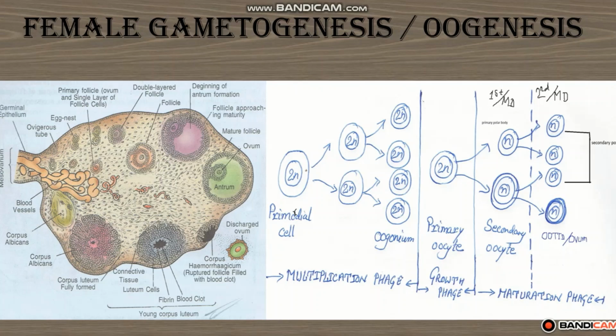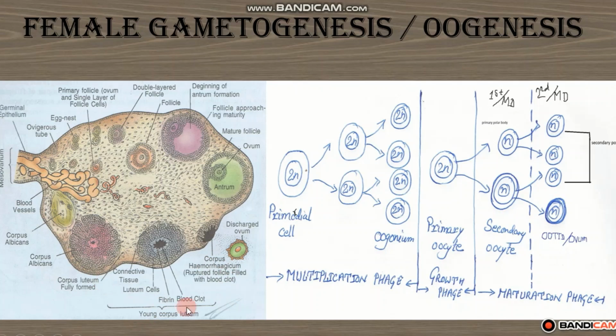So oogenesis is also a formation of gametes, so it needs to decrease and make the number of chromosomes half, so it also needs the meiosis type of cell division. Okay, so how does oogenesis occur from the germinal epithelium? Just look at this picture. I will teach you in detail.